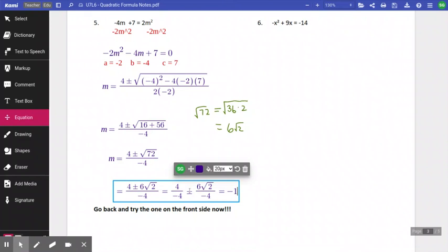So we are left with, if I divided both by 2, 6 divided by 2 is 3, and 4 divided by 2 is 2. So this is another way you could see your answer.